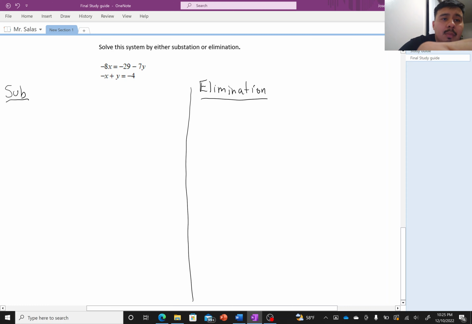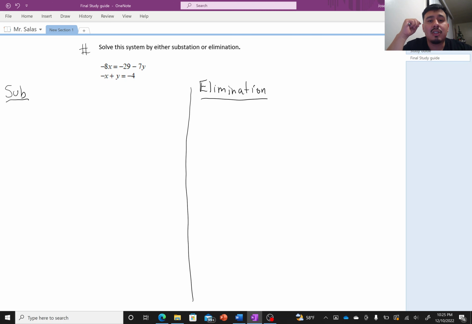All right, we're going to be working on problem number 7. It says solve this system by either substitution. Whoops, I just noticed the title. It says substitution. That's funny. But it means substitution or elimination. So I'm going to do both just to show you both ways. Depending on which one you feel most comfortable with is the one that you should choose. I highly suggest you copy both methods, and then on the final you choose whichever one you feel most comfortable with. Okay.